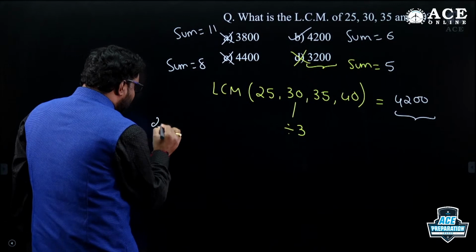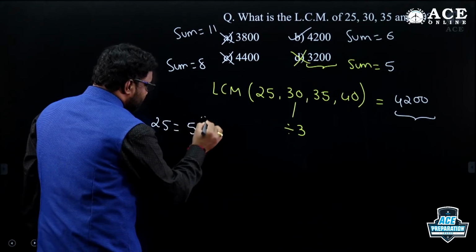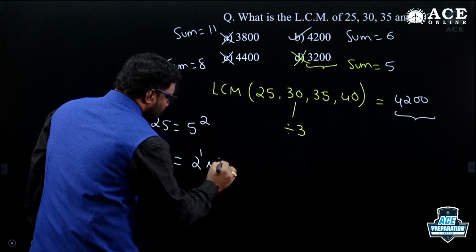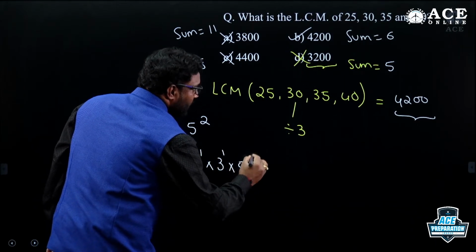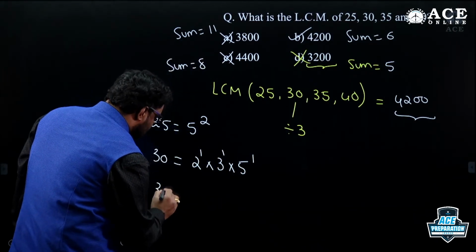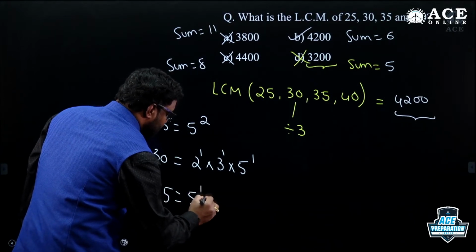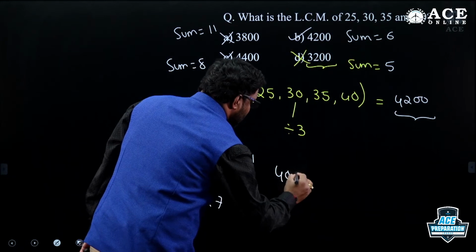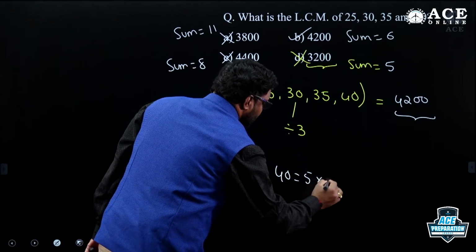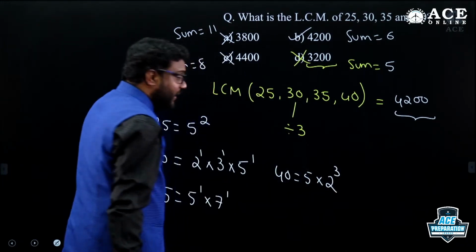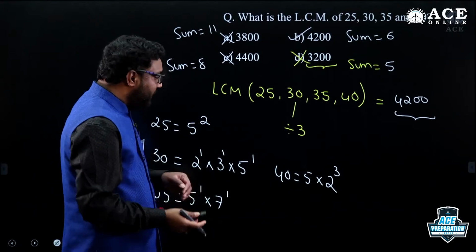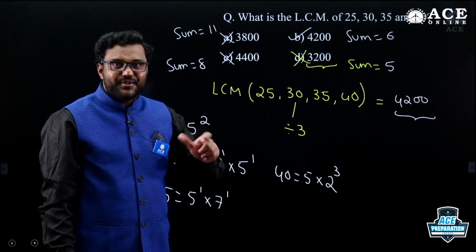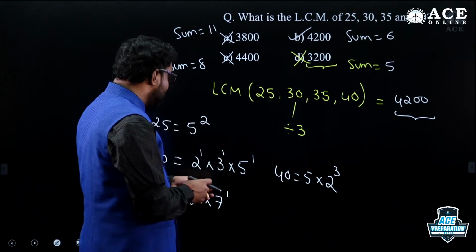We can write 25 as 5 square, 30 as 2 into 3 into 5, 35 as 5 into 7, and 40 as 5 into 2 cube, my dear friends, all as prime number powers. Now we know the methodology. Write all the prime numbers here with the highest powers of each one. Now what will you get?